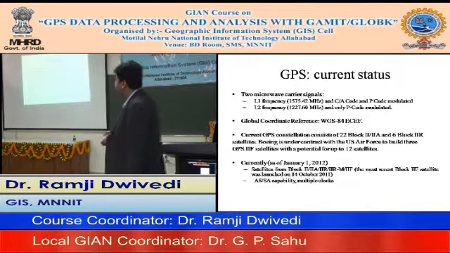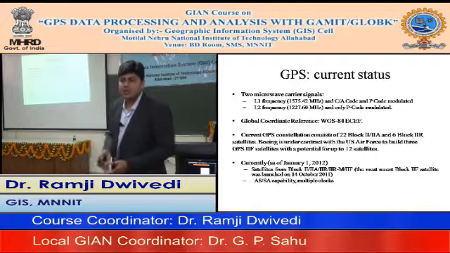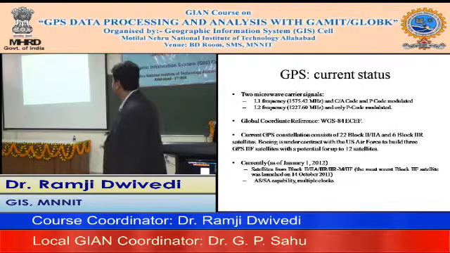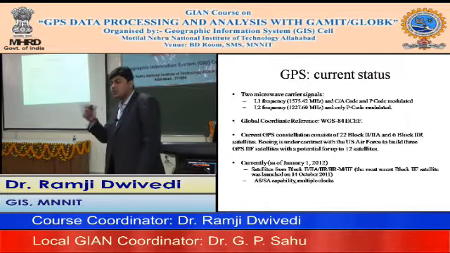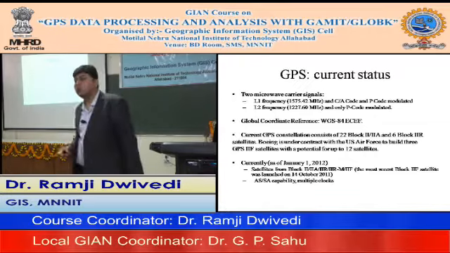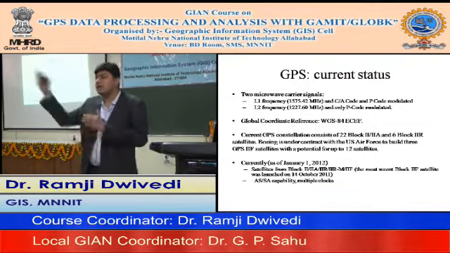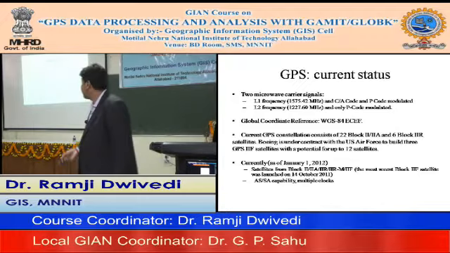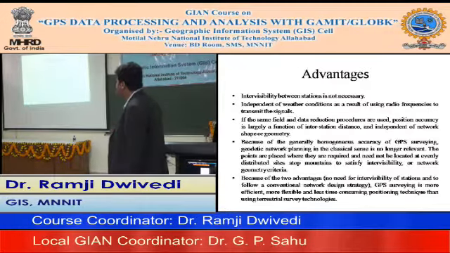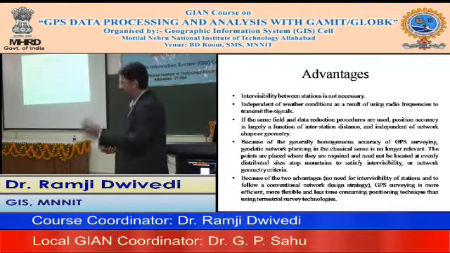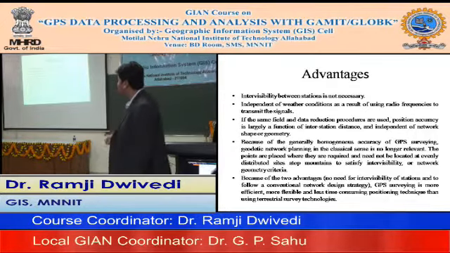The advantage, yes, is that intervisibility between stations is not necessary. You can have GPS at one location and at your own place or institute, and do your work. It is independent of weather conditions, as it uses radio frequency to transmit the signals. If the same field data procedures are used, position accuracy is largely a function of the baseline, which we talked about in the first half, the baseline between two stations. One is your location, another may be an IGS station or another receiver. You can follow your lecture slides to read more about the advantages.